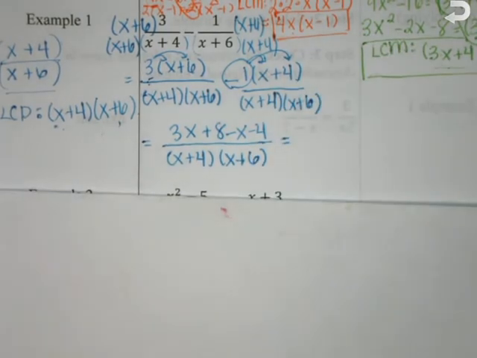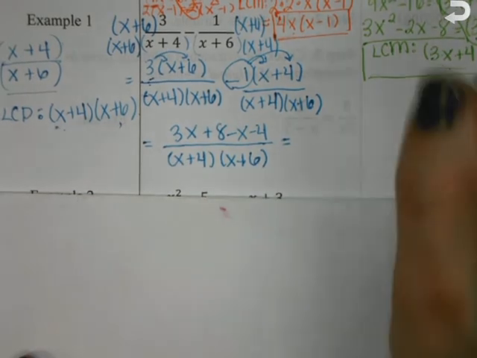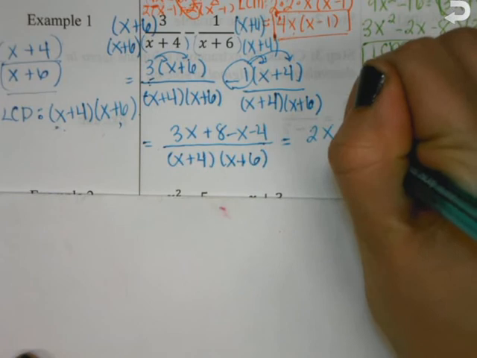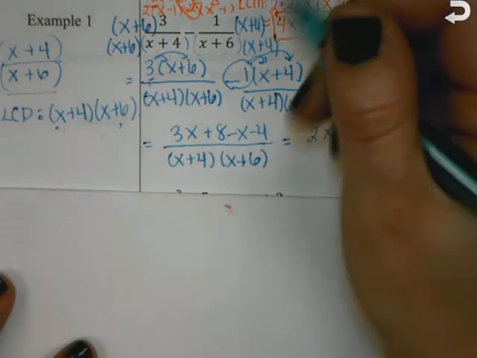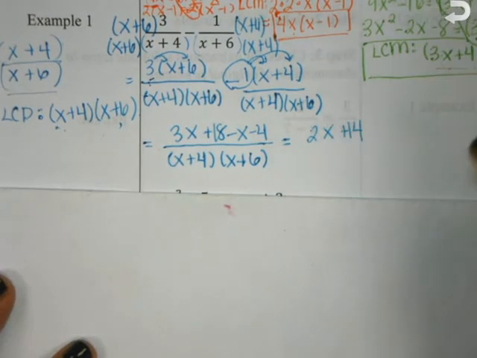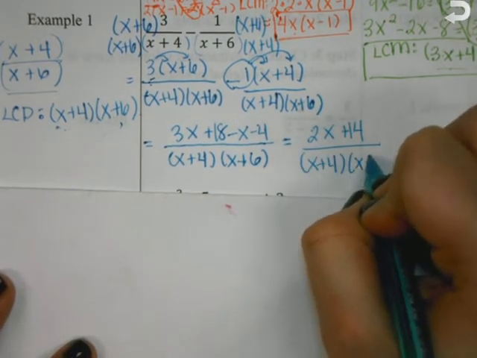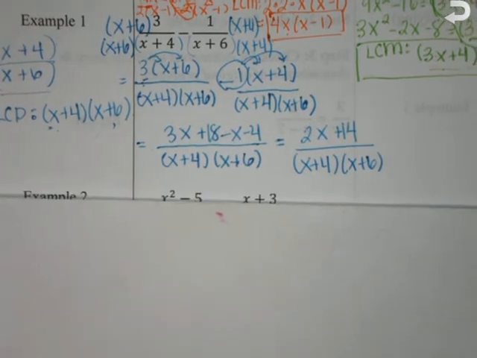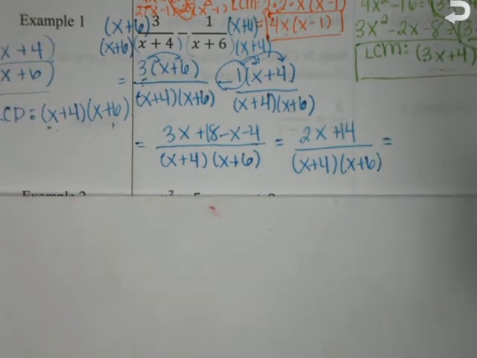Almost done. We're going to combine like terms. 3x minus x gives me 2x plus 14. Then you've got the common denominator, all over x plus 4 times x plus 6. But then can't you create a common factor on top? Yep, there's a GCF on top, so factor out the 2.